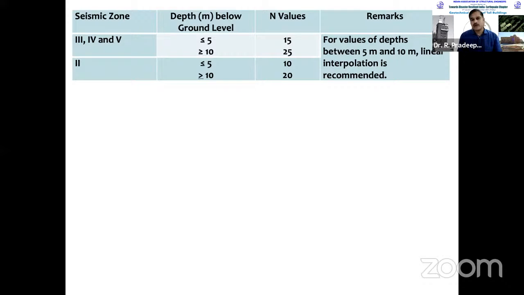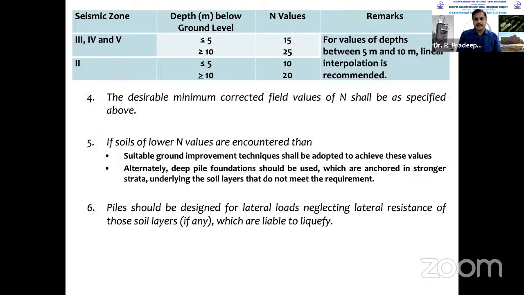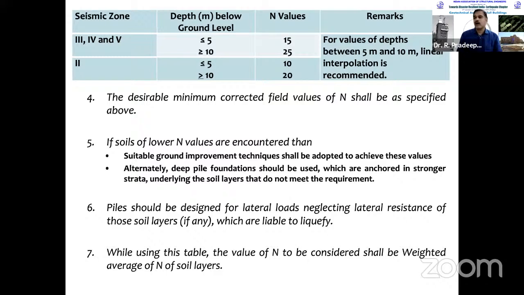In zone 3, zone 4 and zone 5, at less than 5 meters depth, 15 is the limit, and at more than 10 meters depth, 25 is the limit. If we get an N value of 20 at more than 10 meters depth, then we have to do soil stabilization and then go for the design of the foundation. The N values have to be computed as a weighted average of the different layers. For different types of foundation, how much depth we have to go is also given in the code. I'm not going into that detail.